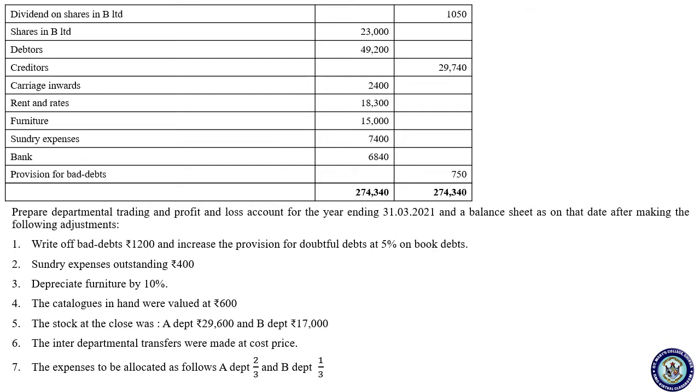Okay, so let's start with the solution. Before that, we'll discuss the adjustments. See the first adjustment: write off bad debts 1200. So this is the new bad debt.